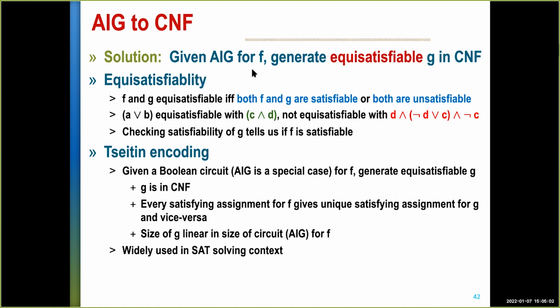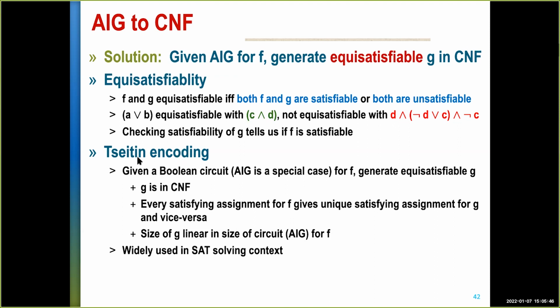Basically, we are given an AIG for F, and we want to get a CNF formula. Ideally, that should be equivalent to F, but remember, we are only interested in knowing whether F is satisfiable or not. So we will get a formula G, which may not be equivalent to F, but is closely related to F, in the sense that it is equisatisfiable, which means if F is satisfiable, G will also be satisfiable. If F is unsatisfiable, G will also be unsatisfiable. Equisatisfiability is not the same as equivalence. For example, A or B is equisatisfiable with C and D. Both formulas are satisfiable, so they are equisatisfiable, but they're clearly not equivalent.